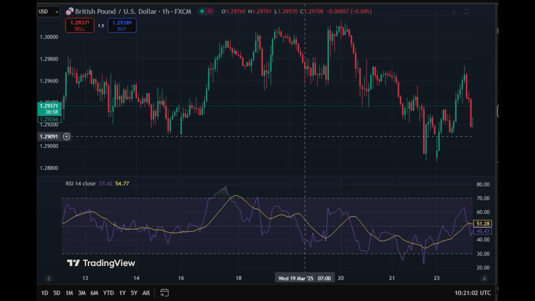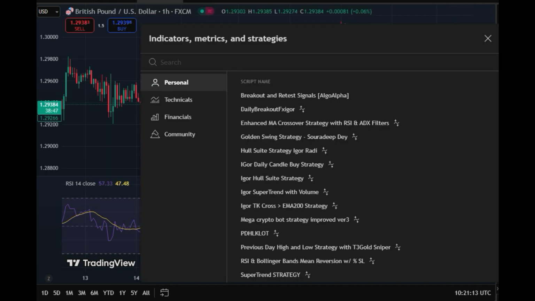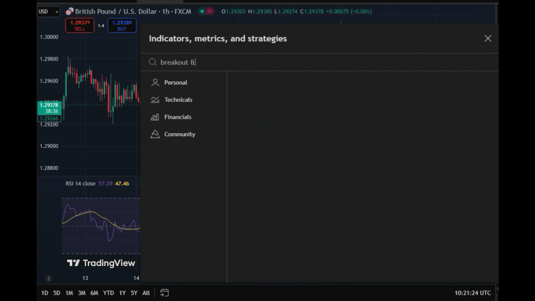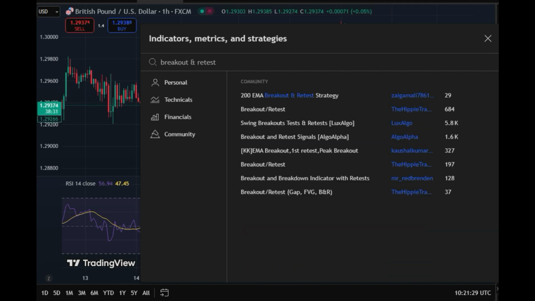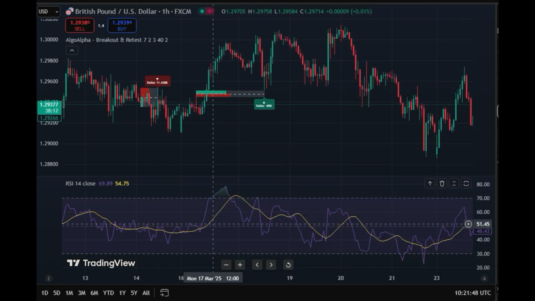Let me start from the beginning. In the first step, you should go to the indicators. In the indicators, you should type breakout and retest. I repeat, breakout and retest, and you should choose the free TradingView indicator Breakout and Retest Signals by Algo Alpha. Now on the chart you can see a simple trend line, a simple horizontal line with a volume indicator. The simplicity of this indicator is something that I really like.